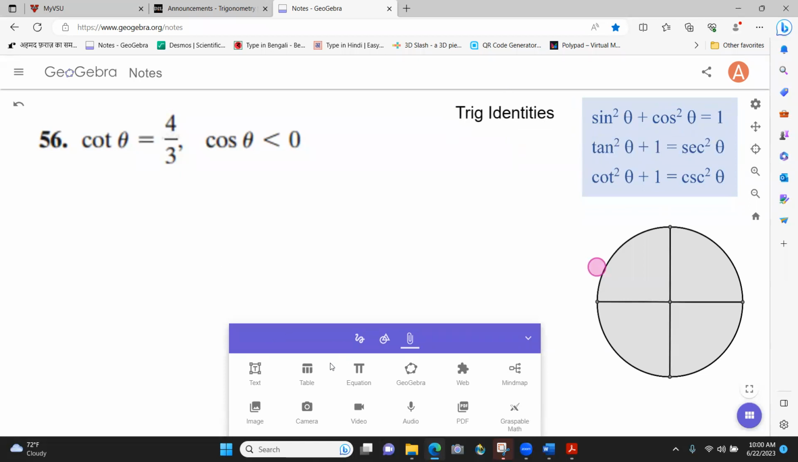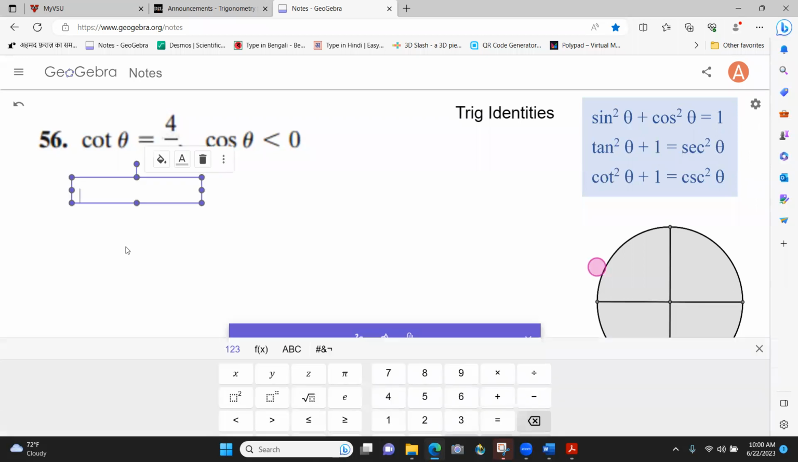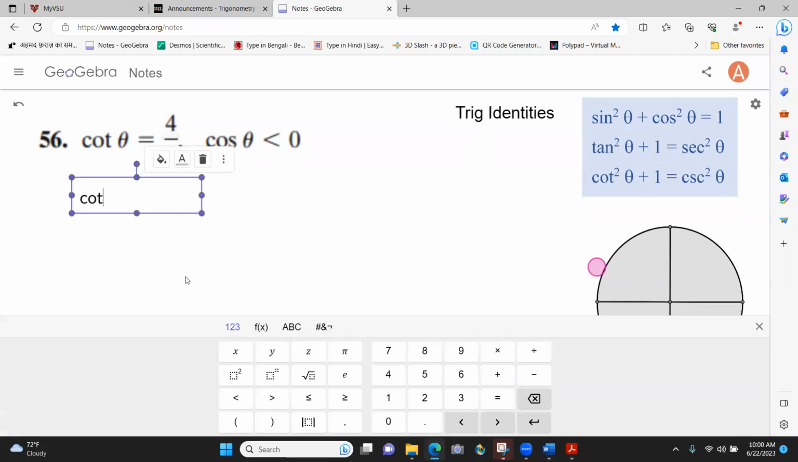All right, guys, so I'm going to do some work here, okay? And then I'm going to delete my work because I need room. I'm going to write cotangent squared theta plus 1 is equal to cosecant squared theta.